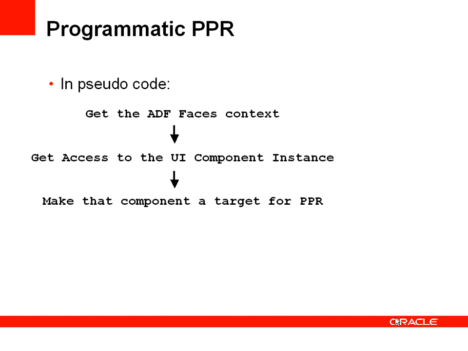So how do we do this? Well, in pseudocode we do the following. Within your view controller project, you want to get a handle to the ADF Faces context. This is the information about the current page. You want to be able to have access to the UI component instance, which needs to be refreshed, and then you want to make that component the target for a PPR operation.